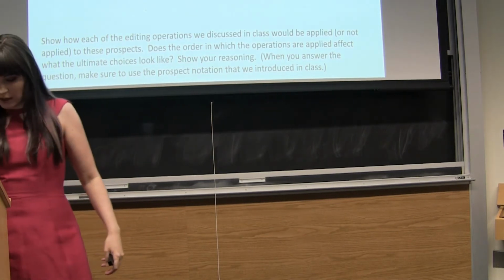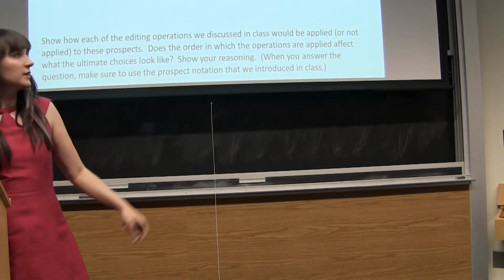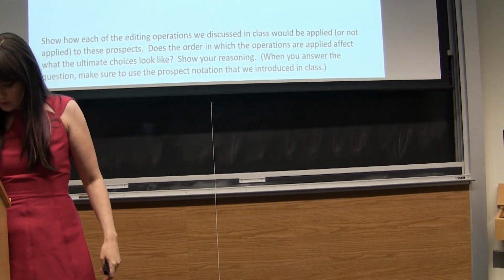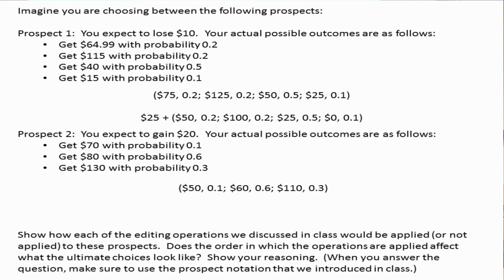So let's say we segregate. We can segregate out 25 in the first one. We can just say, got a 25, and then we get what? 50 with probability 0.2, 100 with probability 0.2, 25 with probability 0.5.